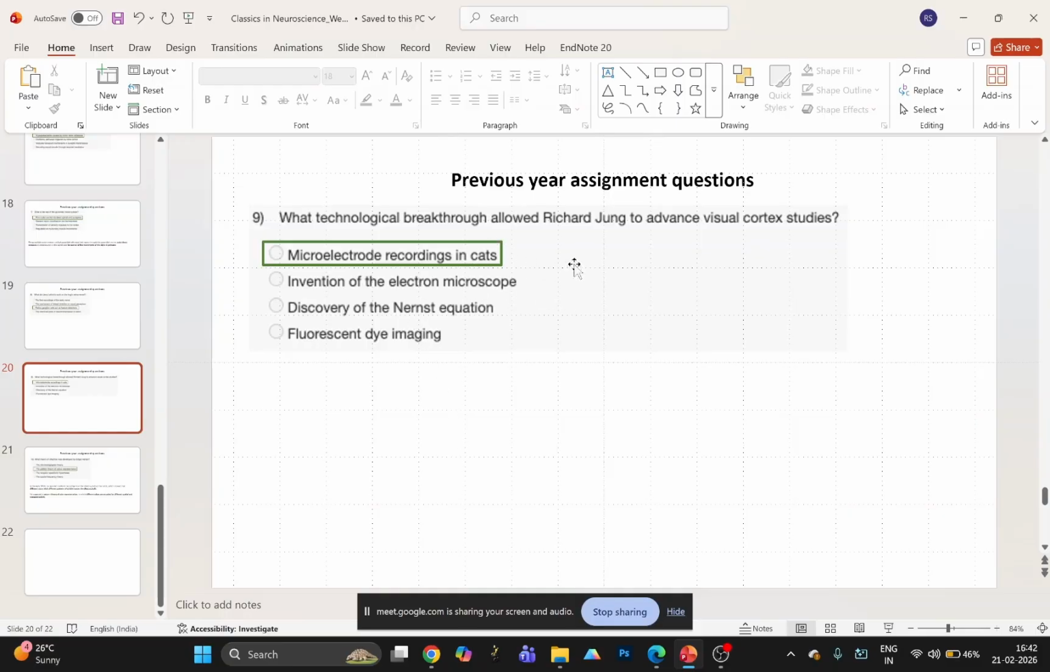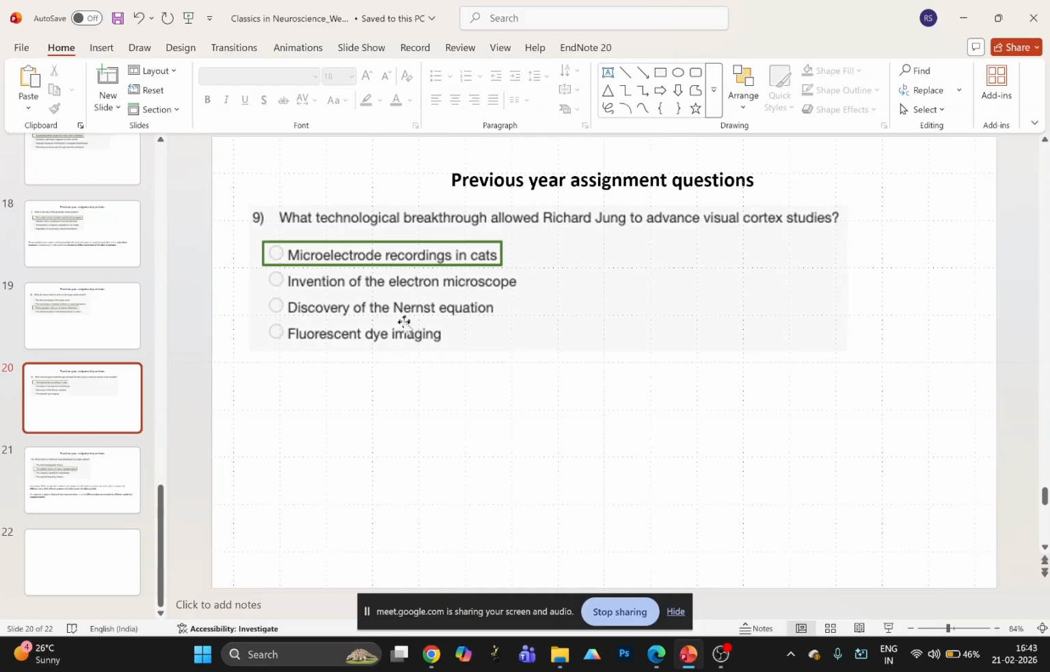And he was the first one to attempt inserting microelectrodes in the cortex. And then other people followed. We know that there was David Hubel, there was Dennis, there were several other people who later started taking up these studies by using microelectrodes to study the visual cortex. But Richard Young was the first one to do that.